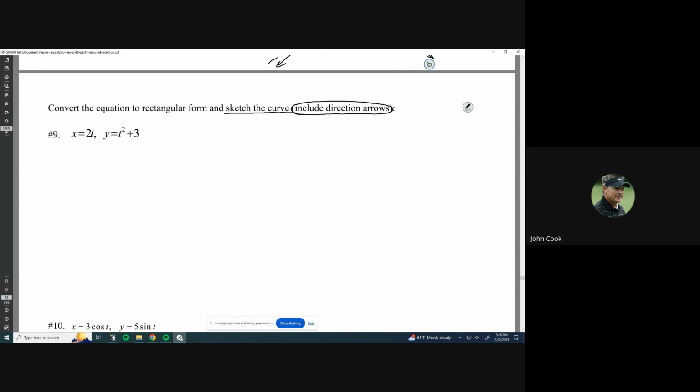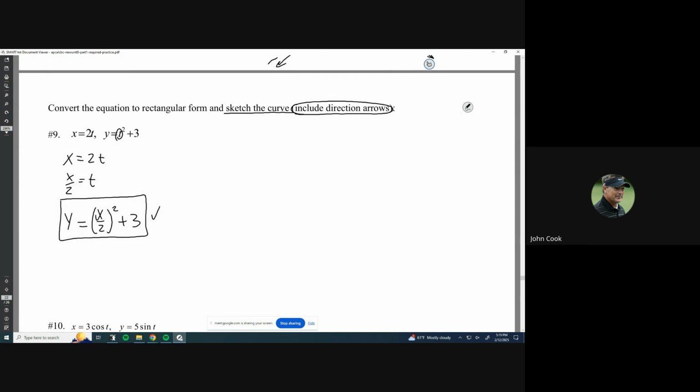Okay, so converting the equation to rectangular form. This is really easy. Notice that you have a t here and a t here. Just solve for t in one case and then substitute it into the other equation. Which equation, the x equation or the y equation, would be easier to solve for t? I bet you already can guess, right? It's that first one, the x equation. If I solve for t in this case, t is going to be equal to x over 2. And sure enough, you can just plug that right in for the t here and get it in rectangular form. So y is equal to t squared plus 3, which is (x over 2) squared plus 3. There you go, rectangular form. It's just in terms of x and y, so you're all done.